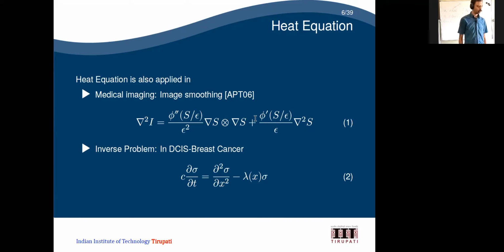So c, once again the same thing. Instead of u_t, there it has sigma_t. Sigma_t is equal to c squared times sigma_xx, plus some extra term, minus lambda x into sigma. That is some extra term. So this is once again some kind of extension of it.